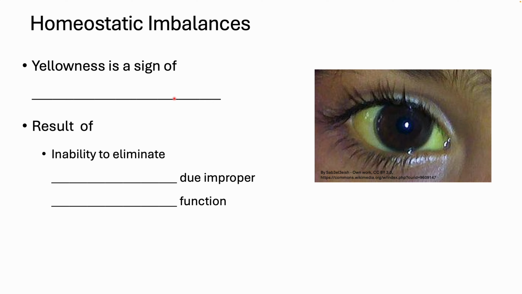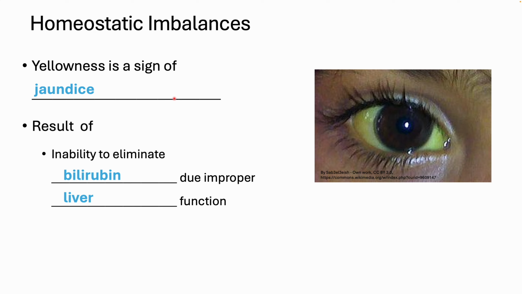Yellowness can be a sign of liver failure due to the inability to eliminate bilirubin because the liver is not functioning properly. So yellowness, when it shows up in the skin, is known as jaundice.